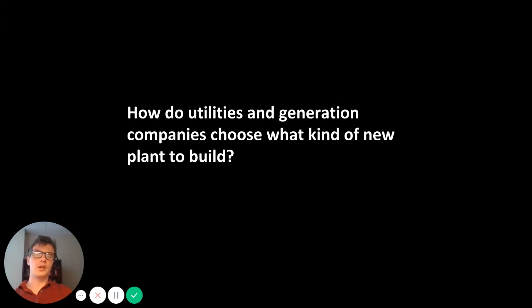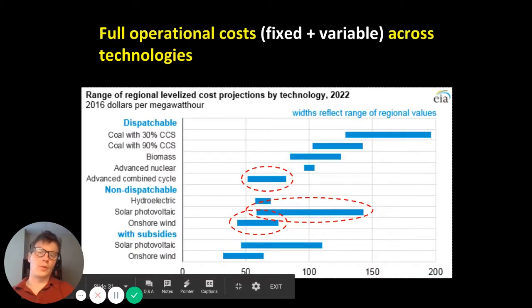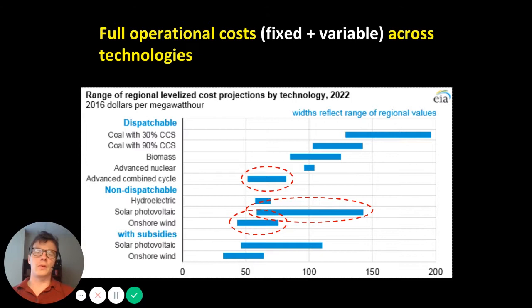So how do utilities and generation companies choose what kind of new power plant to build? One of the most important criteria is cost, of course. So we can look at a comparison of the full operational costs, which means combining the fixed costs, so the annualized capital costs, in other words, how much it costs to build and finance the infrastructure, plus the variable costs, which would be the average cost of operating the power plant, so paying for the fuel associated with generating electricity, if applicable, across different technologies.